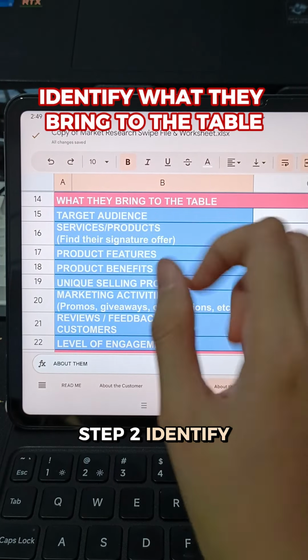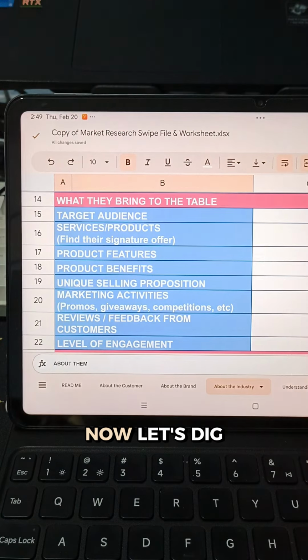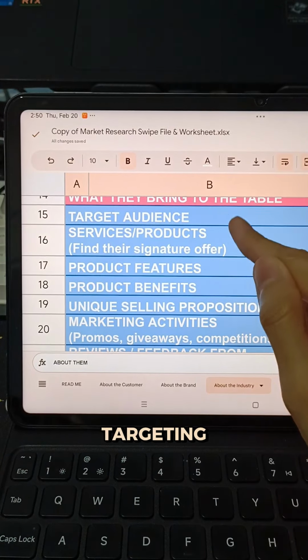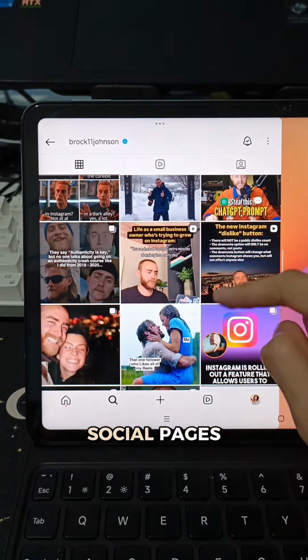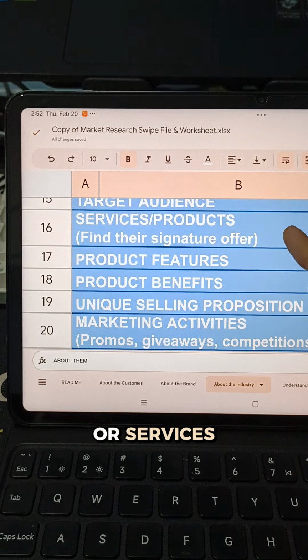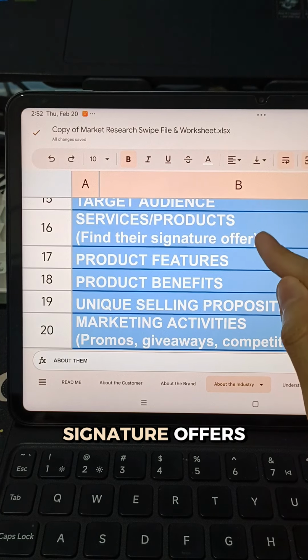Step 2. Identify what they bring to the table. Now, let's dig into what makes them special. Who are they targeting? A visit to their website and social pages reveals their audience. We also note their key products or services, especially their signature offers.